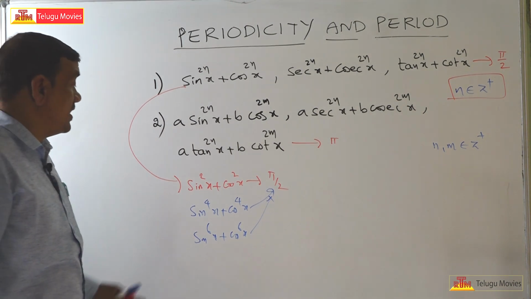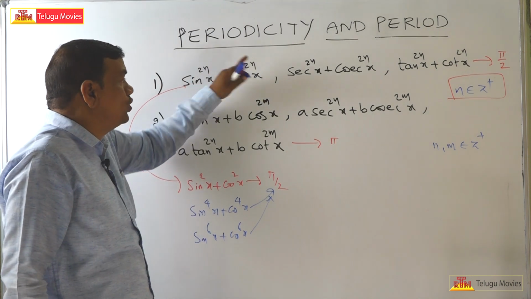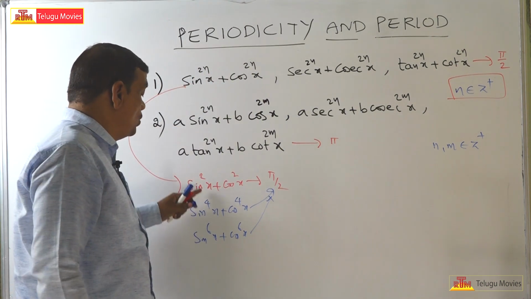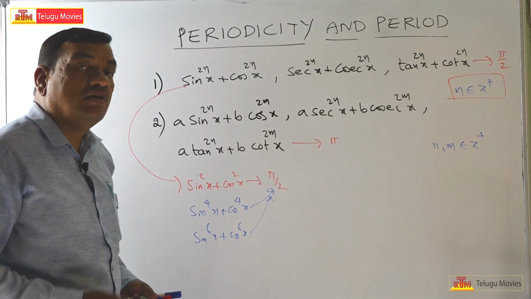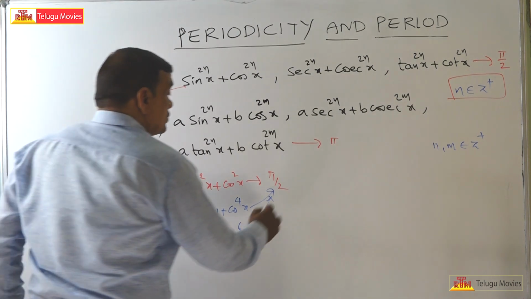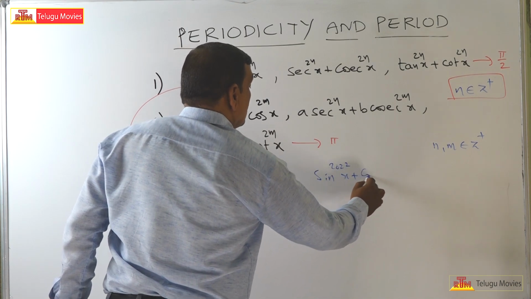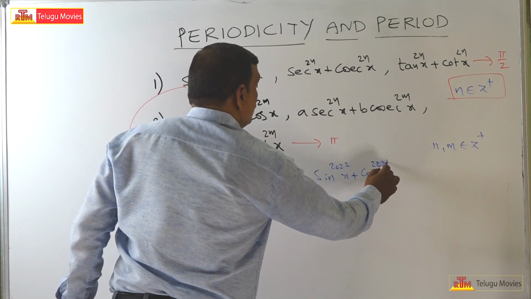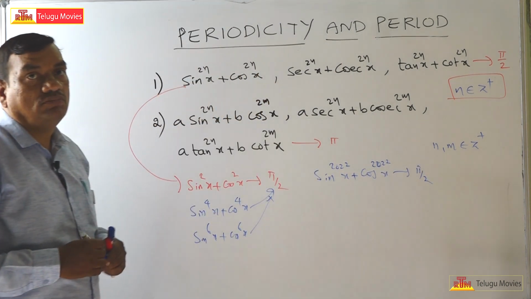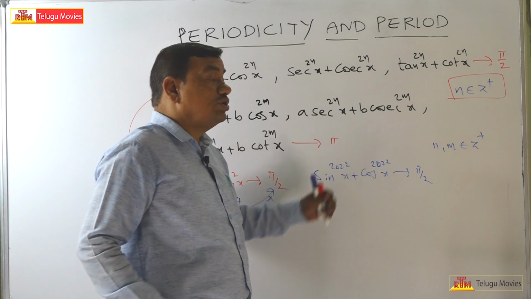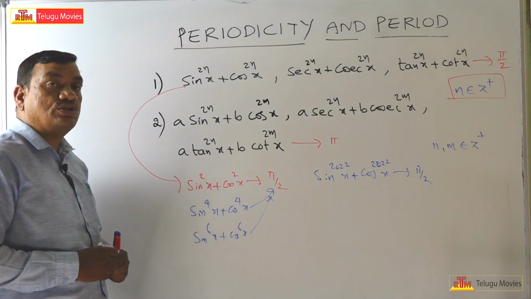But observe here, sin x plus cos x is not there. Why? Because here 2n means even numbers: 2, 4, 6, and it goes on. Now, if in the next examination anybody asks you what is the period of sin power 2022x plus cos power 2022x, what is the period? Pi by 2. Clearly pi by 2. Why? 2022 is a multiple of 2, an even number, therefore the period is also pi by 2.